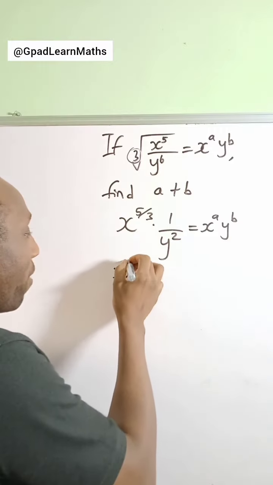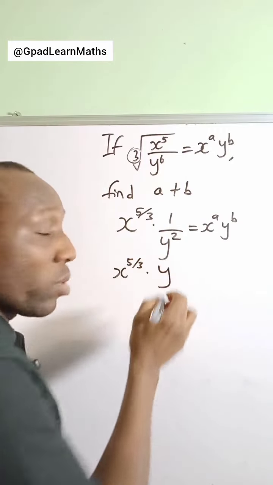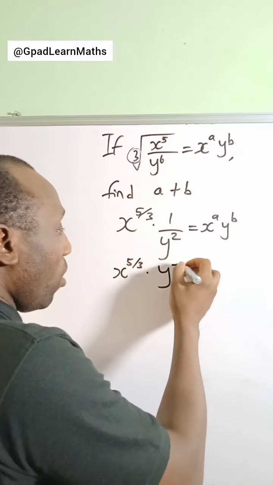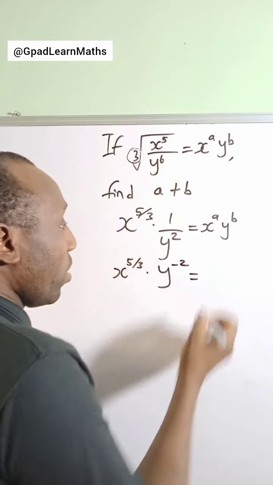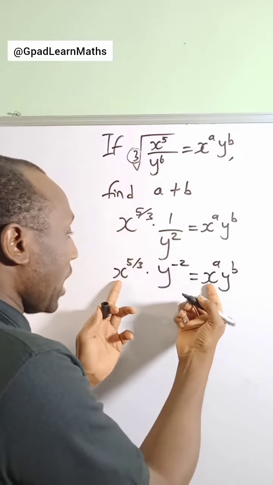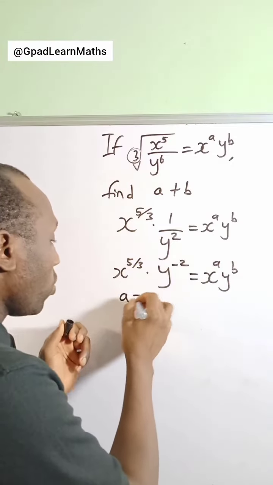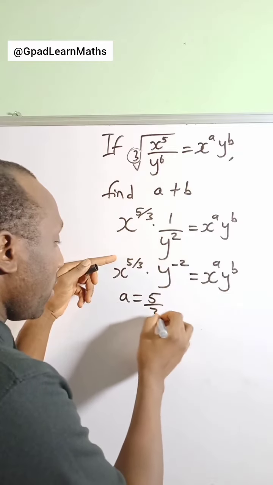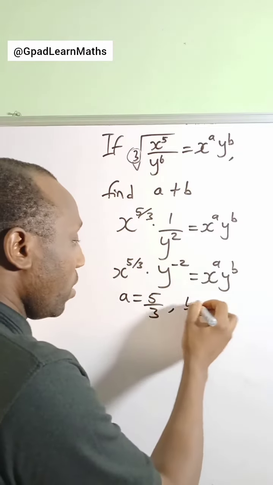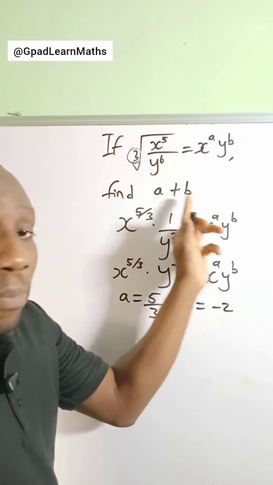And the next line, I am going to write it as this. So that will be x raised to the power 5/3 times y raised to the power what? -2, like the other law of indices I highlighted the other time. X raised to the power a, y raised to the power b. So this is x, I will equate the exponent, y, I will equate the exponent. So a here is equal to 5/3, and b is equal to -2. But that's not all. They say we should find the value of a plus b.